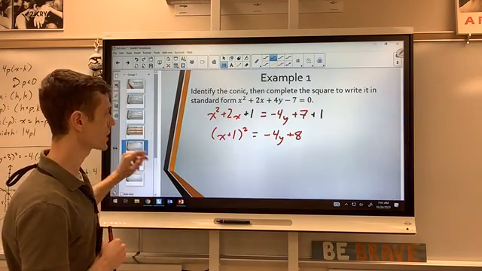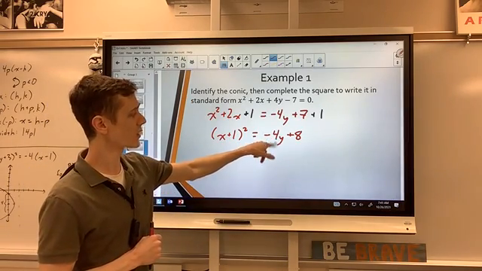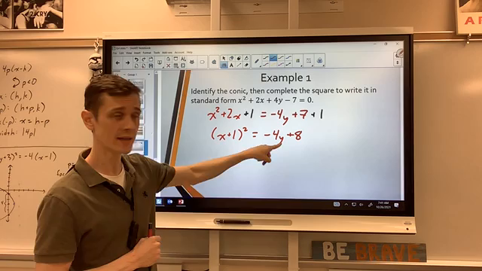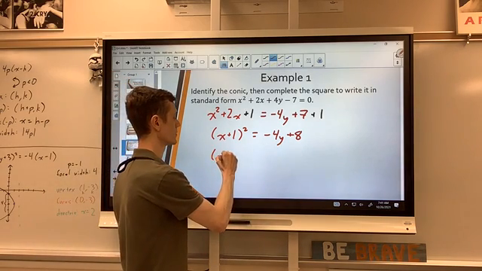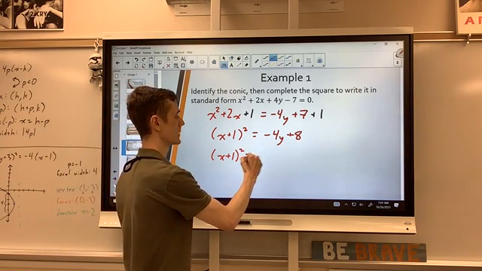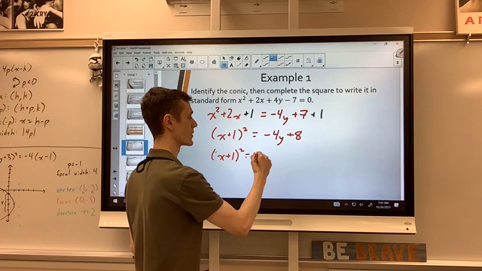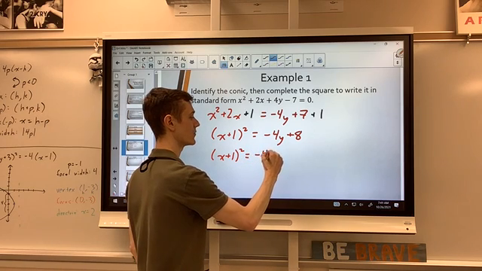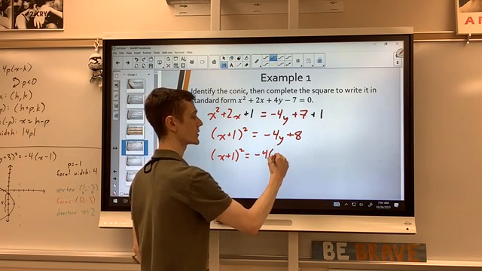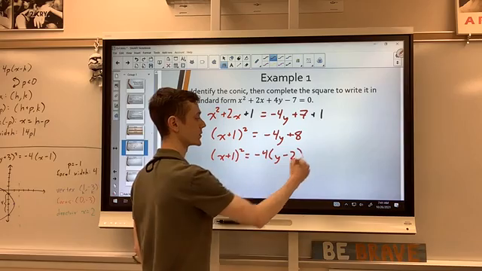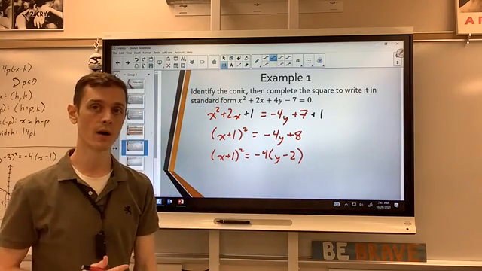So coming back to my example, basically I don't want a number attached to the y in this case. So what I'm going to do is factor out that number from everything. So I'm going to take -4 out of both of these terms. That leaves me with y minus 2. So that's my standard form of a parabola.